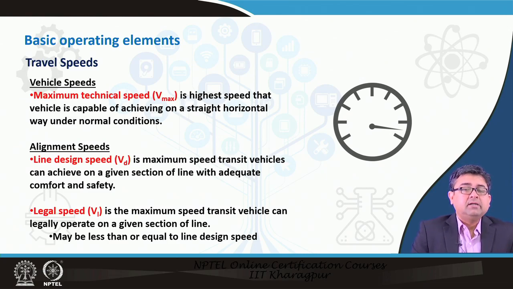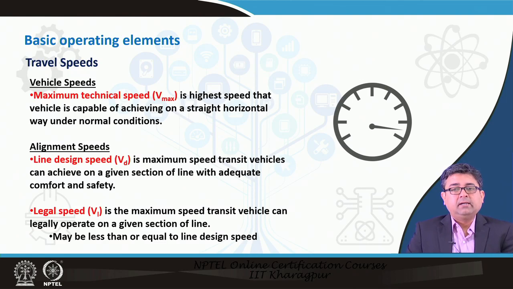Now, there are different kinds of speeds that are associated with the actual alignment of that transit line. Line design speed is the first. The line design speed is the maximum speed transit vehicles can achieve on a given section of line with adequate comfort and safety. So, there may be different sections in the same line.